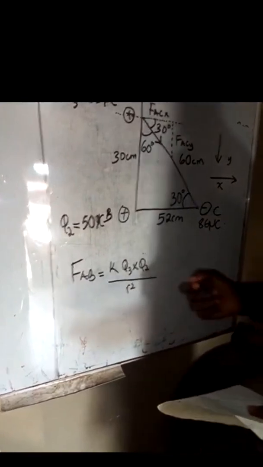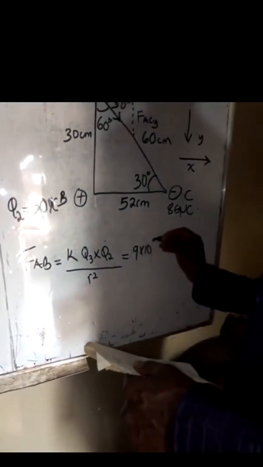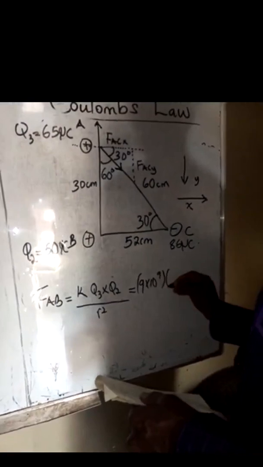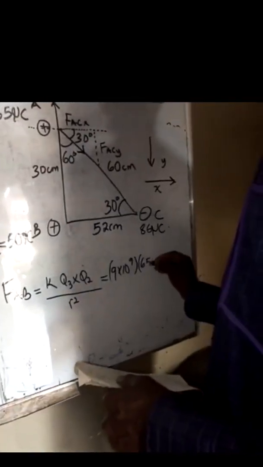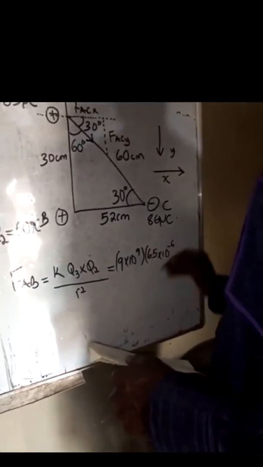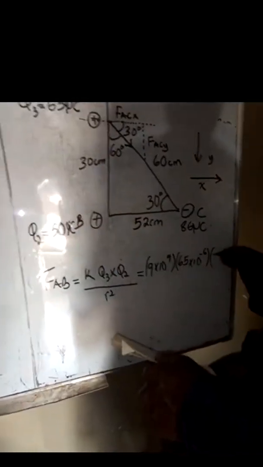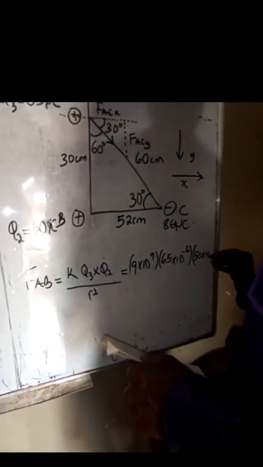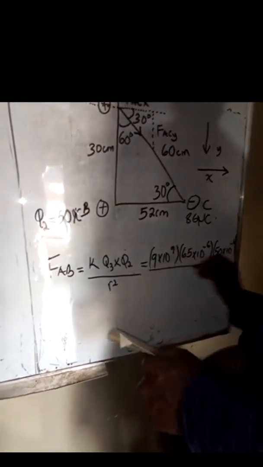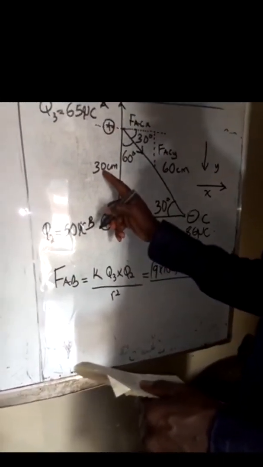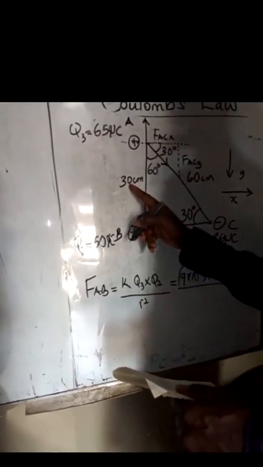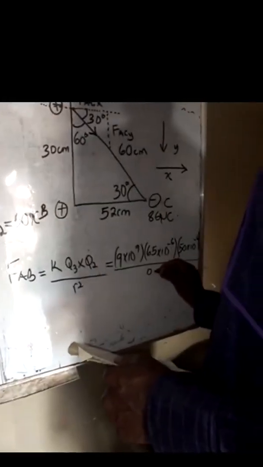Do you understand? So now let's substitute our data into this equation. Our k is constant, which is 9 times 10 raised to the power of 9, multiplied by q3, which is 65. Don't forget the meaning of micro is 10 raised to the power of minus 6. So our q2 is 50, that will be 50 times 10 raised to the power of minus 6, divided by our r, which is 30. If you convert 30 to meter, it's going to be 0.3. So that will be 0.3 squared.